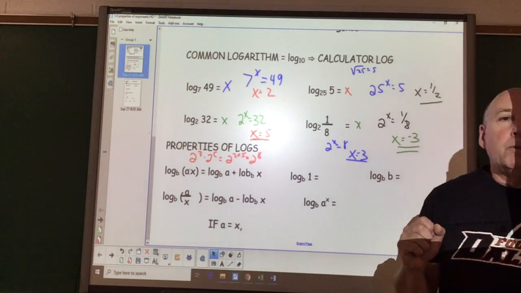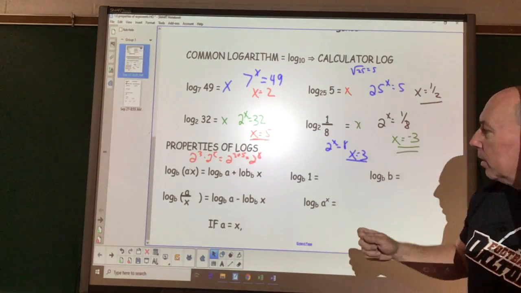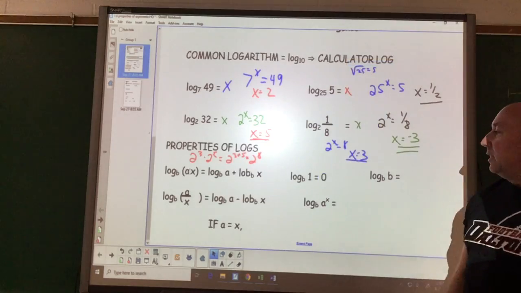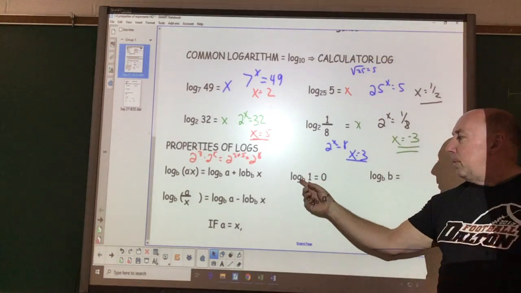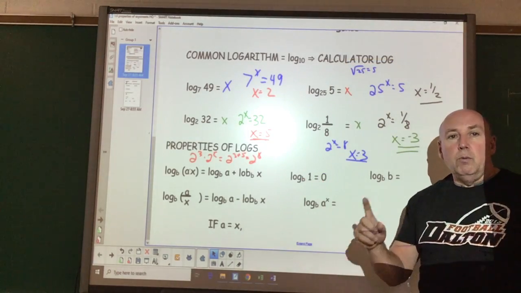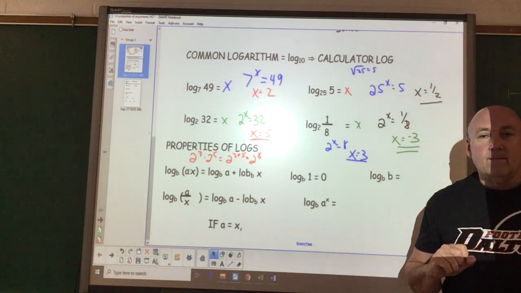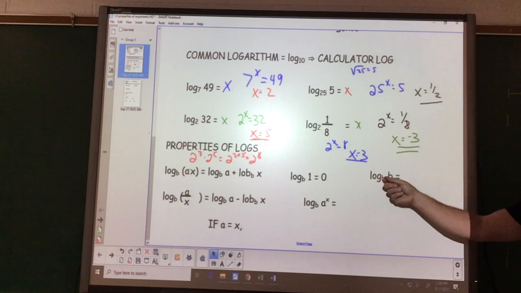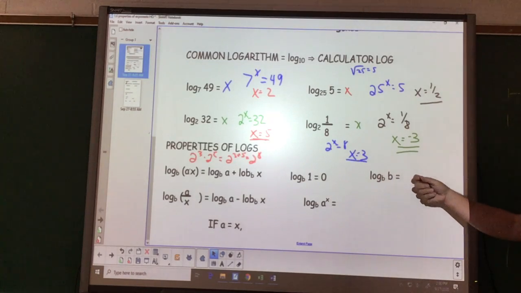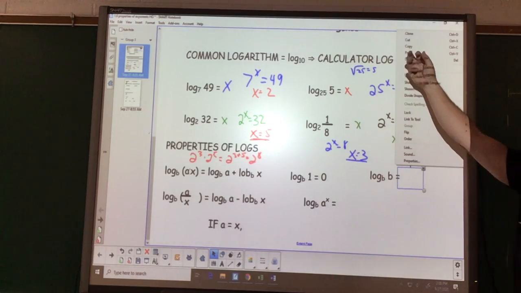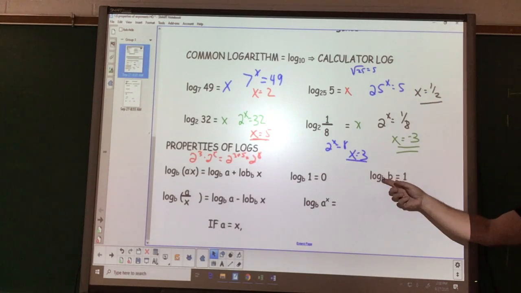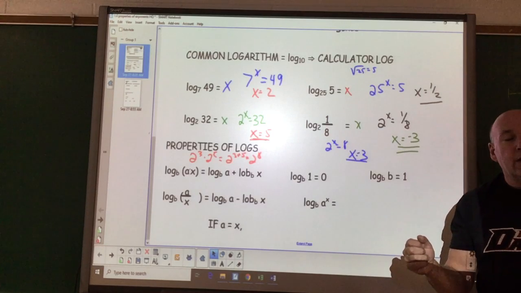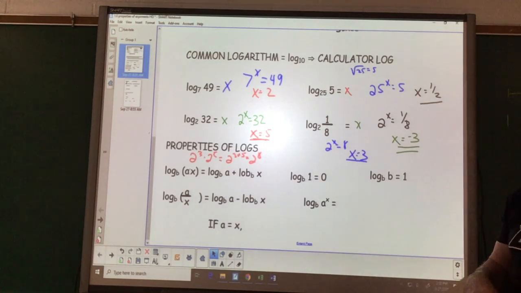Does not matter what base we use, log base b of 1 will always equal a value of 0, because any base to the exponent of 0 will equal 1. What exponent do I need to take b to get b? Well, that would always be a value of 1. So if I have these two the same, this will be the 1. Log base 5 of 5 is 1. Log base 7 of 7 is equal to 1.